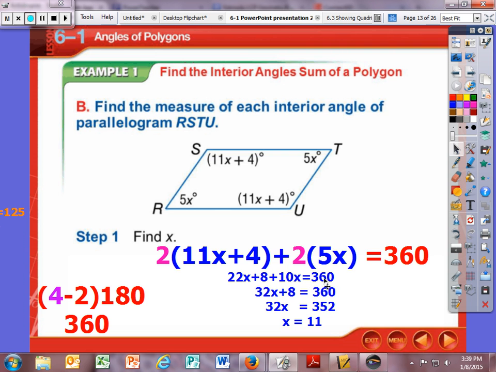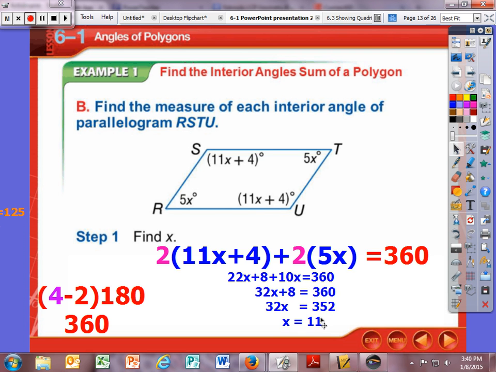Alright, so let's work it out. I'm going to add all our x's together. We have a total of 22 x's here. Okay, plus 8, we want to distribute the 2 times the 4, and then 10x is the 2 times the 5x. Okay, and then I'm just working this out. I'm adding the 22x and the 10x to get the 32x, bring down the plus 8. Okay, then from here to here, I'm subtracting the 8 on both sides, so 32x is equal to 352. And then simply divide at the end. 352 divided by 32, so x is 11.